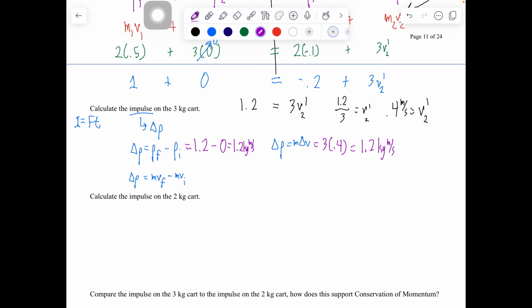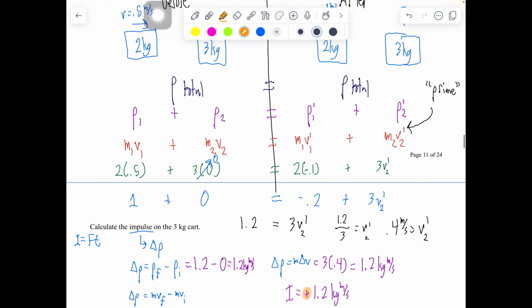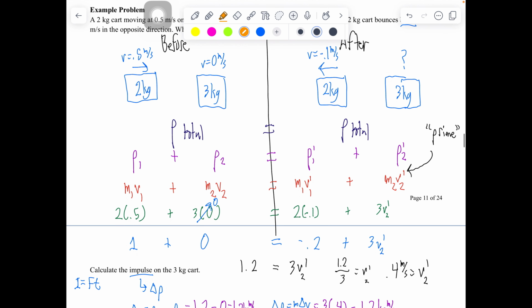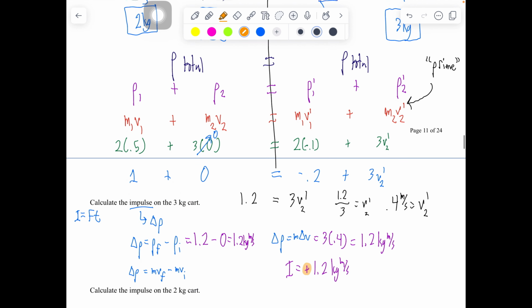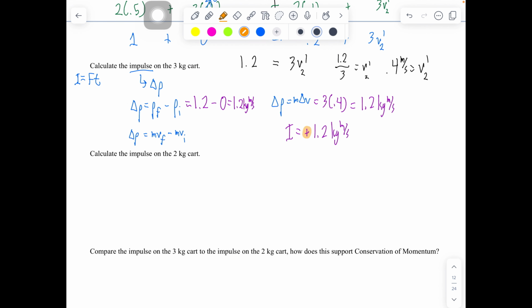Okay, so in the end, our impulse on the 3 kilogram cart is plus 1.2 kilogram meters per second. I'm highlighting this is positive. The 3 kilogram cart gained momentum. It was at rest. It started moving in the end. Calculate the impulse on the 2 kilogram cart.